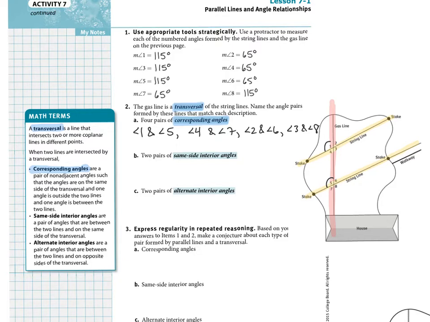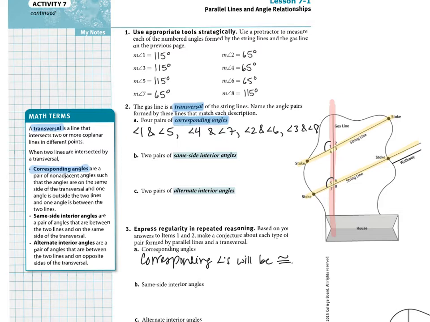So thinking about this, maybe what we could do is start looking at question 3 on the bottom. It says, based on your answers from number 1 and number 2, we're going to make a conjecture about each type of angle formed by the parallel lines and the transversal. So looking at this, it talks about corresponding angles first. Well, I see from this pattern that corresponding angles will be congruent. So I'm going to write that down. I'm going to say corresponding angles will be congruent. We're going to continue this with our 2 other angle relationships as we move on.